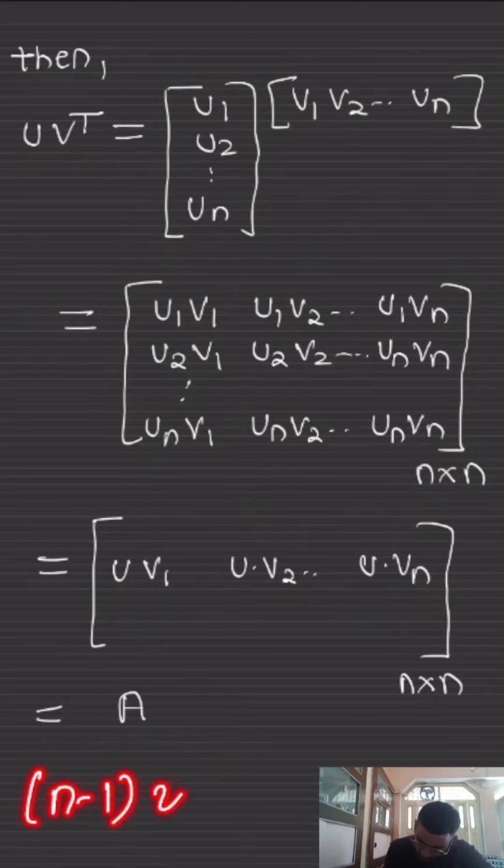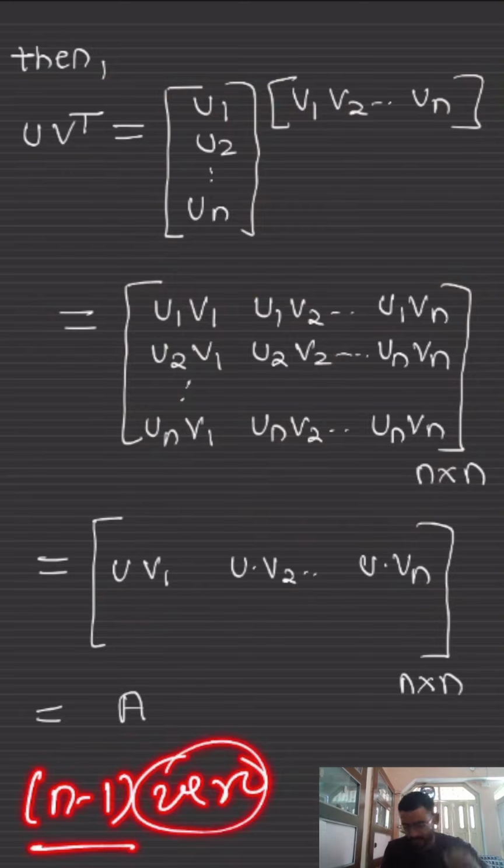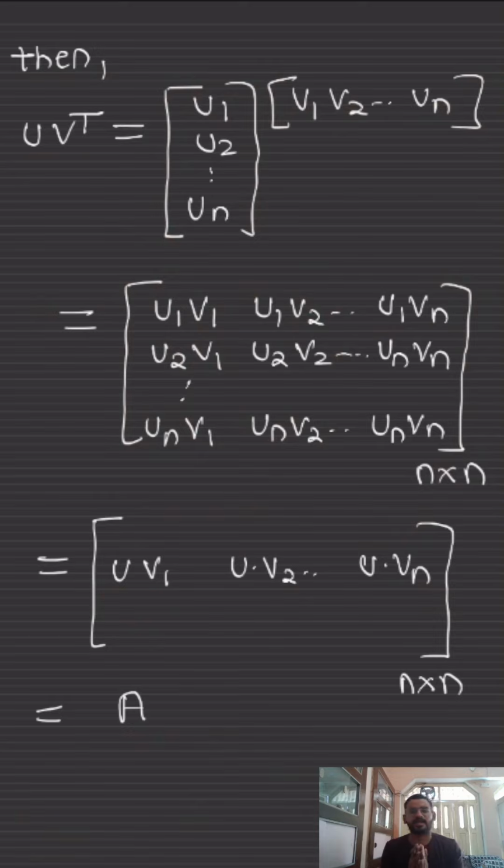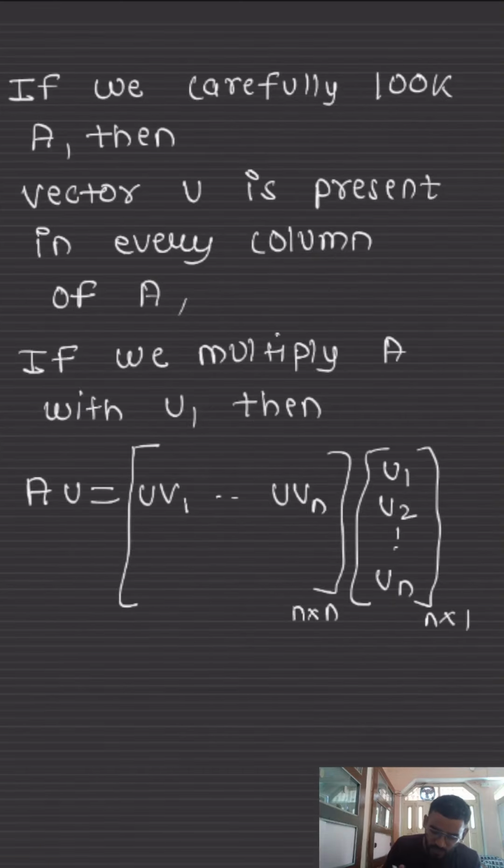Hence A has n minus 1 zero eigenvalues. Why? Because the nullity is n minus 1. Hence A has n minus 1 zero eigenvalues and one eigenvalue which is non-zero. Now we need to find the non-zero eigenvalue.